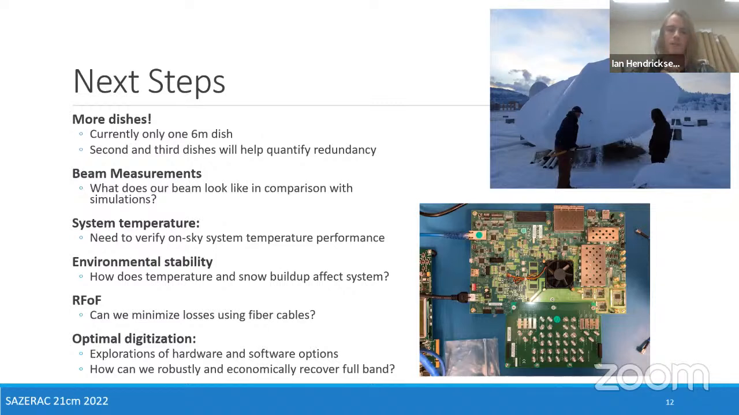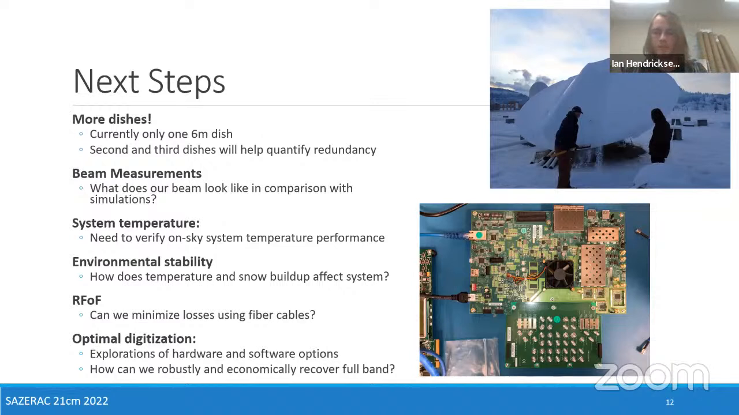We'd also like to investigate, can we minimize the losses using fiber cables? So this is RF over fiber. And as I mentioned in the previous slide, we're also trying to explore the optimal digitization. So we're exploring things like different hardware and software options, like the RFSoC, to see how we can robustly and economically recover the full band.